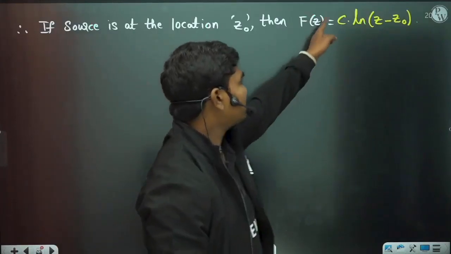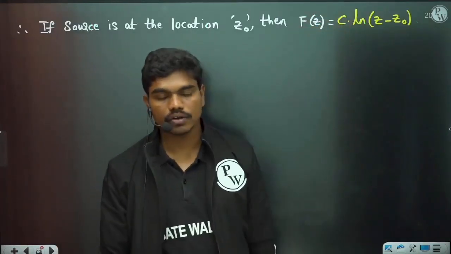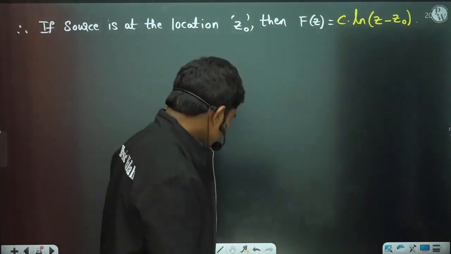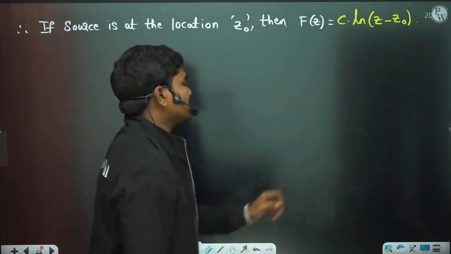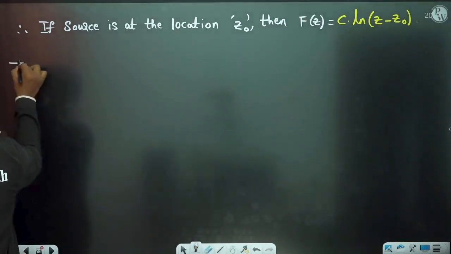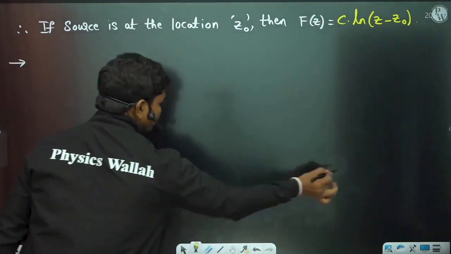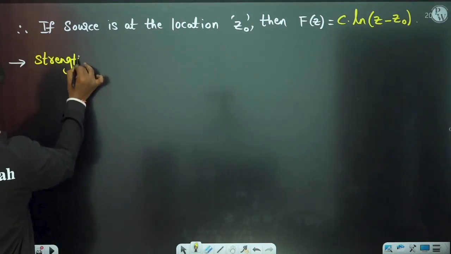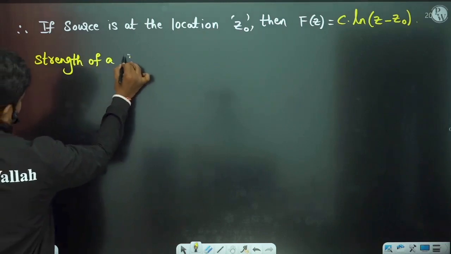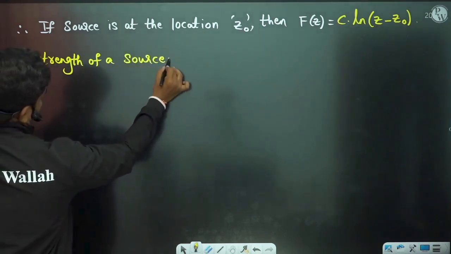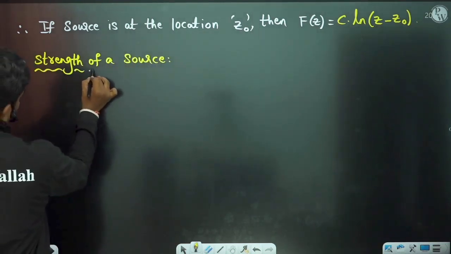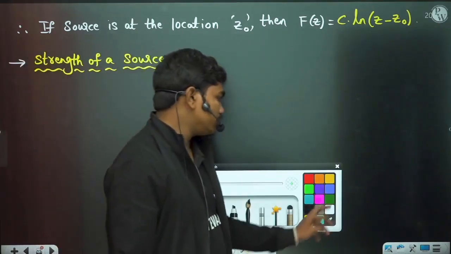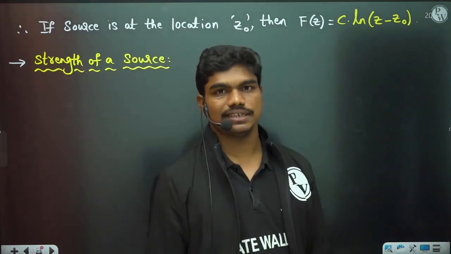Now how to identify this constant c? That's the main important thing. So let us see here. We define one term which is called the strength of a source, which is a very important thing. So, strength of a source. Okay, so what is the strength of a source? It means how do you know how effective the source is?